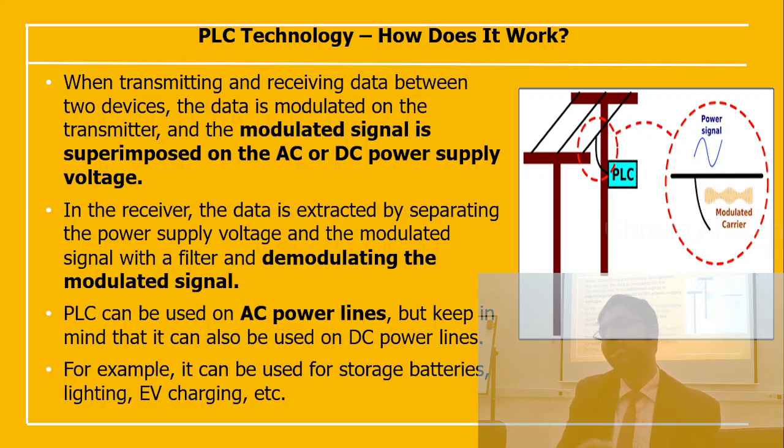PLC can be used in AC power lines, but keep in mind that you can also use it in DC power lines, and it is used more in DC power lines, for example for storage batteries, lighting, and EV charging. Everything will use this PLC technology. Here the power signal is shown, and this is the modulated carrier. We employ this PLC technology.